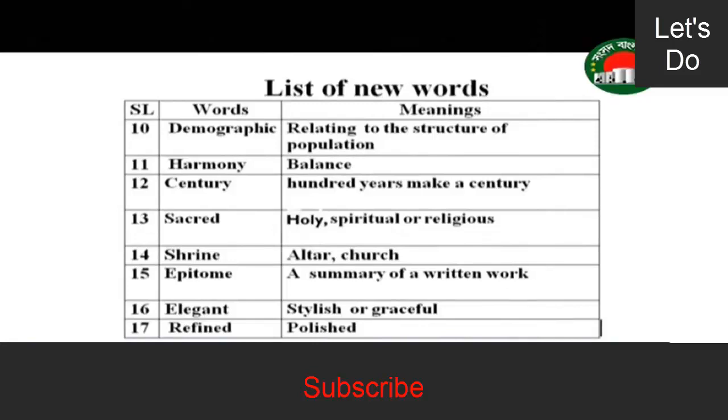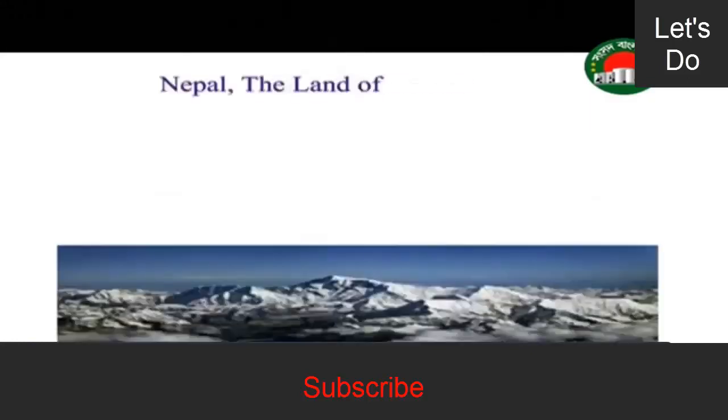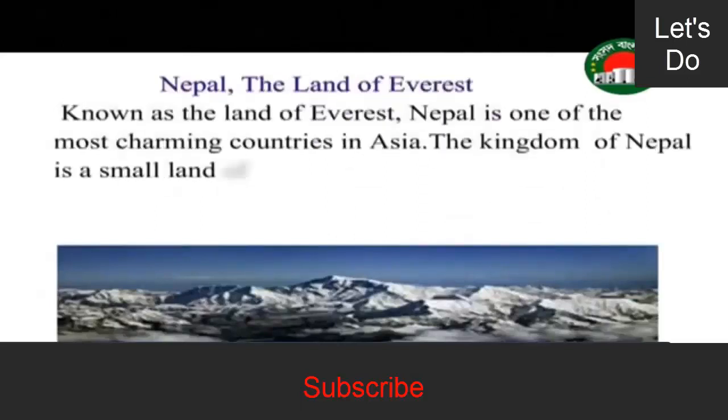Century means 100. So 100 years make a century. And then sacred. Sacred means holy. Shrine. Shrine means altar or church. And epitome. Epitome means a summary of written work. Elegant. Elegant means graceful or stylish. Refined. Refined means polished. Nepal, the land of Everest, is the lesson title.